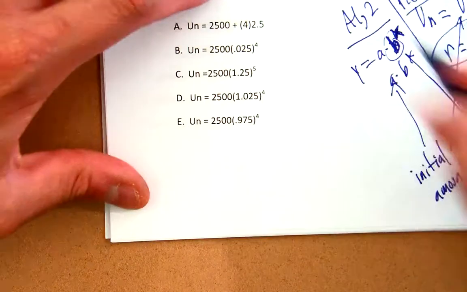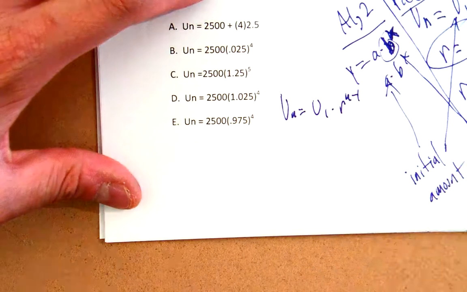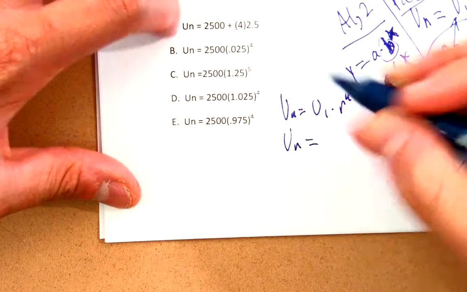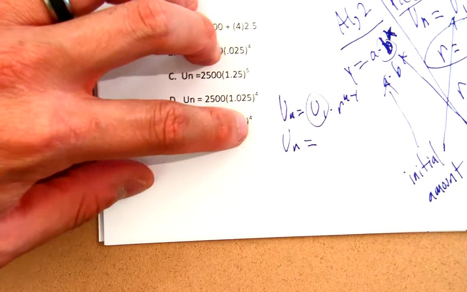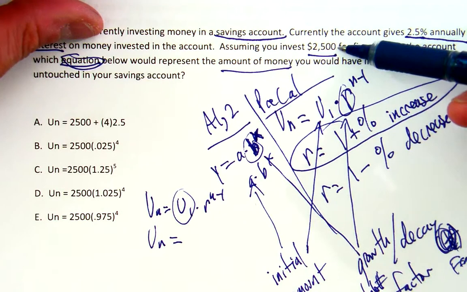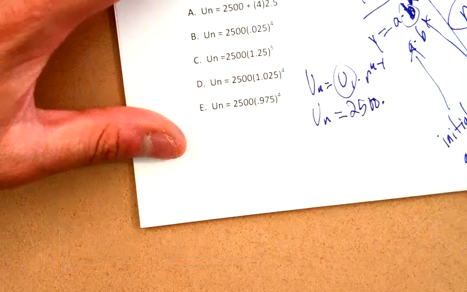So we start out with, again, Un equals U1 times r to the n minus 1. And then Un is the formula, so that's why all the Uns are here. U1 is how much money you start with. How much did I start with? Well, if you recall, you invested $2,500. So that's going to be my $2,500 times your r.